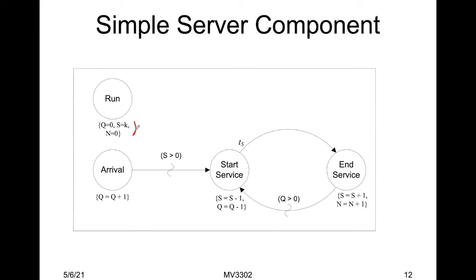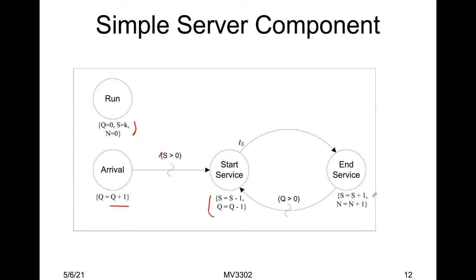Everything else is more or less the same. So we have our arrival event that increments Q. If we have an available server, we start service, schedule start service. That decrements S and Q. Start service schedules end service.